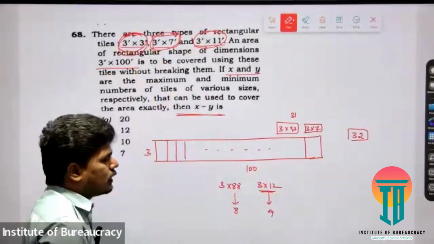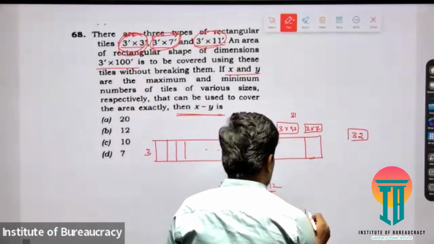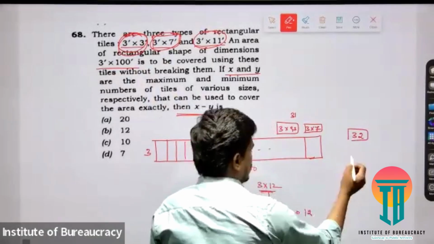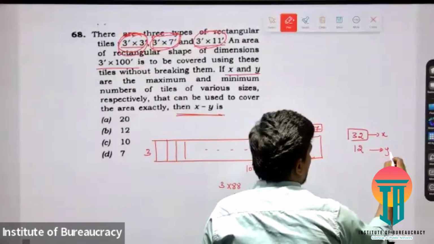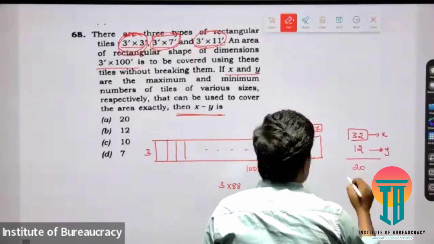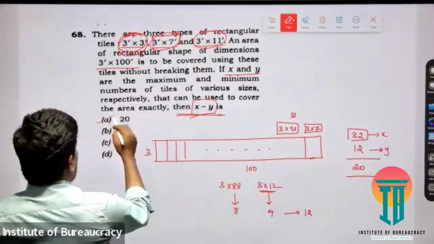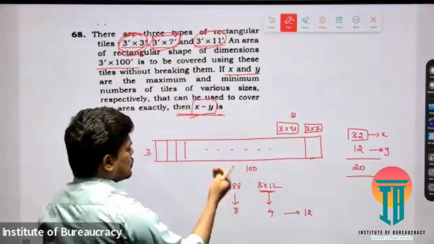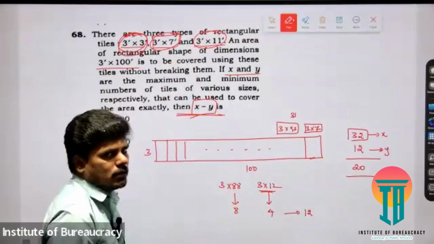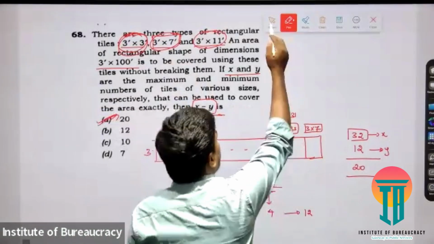That is going to give the minimum number. So here the total is going to be 12. There it is 32, here it is 12. This is your X, this is your Y. The difference, X minus Y, is going to be 20. 20 is the answer for this. So 32 is the maximum number of tiles we can use, 12 is the minimum number of tiles we can use, and the difference is going to be 20.